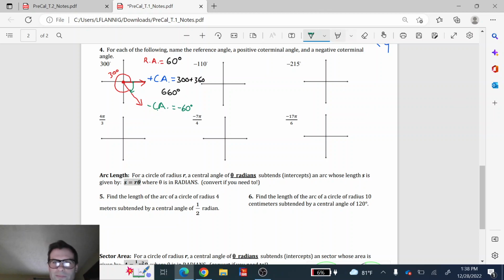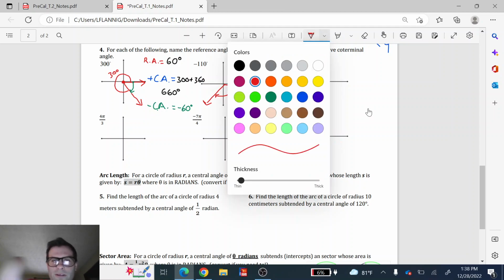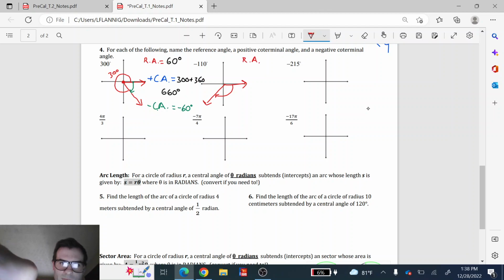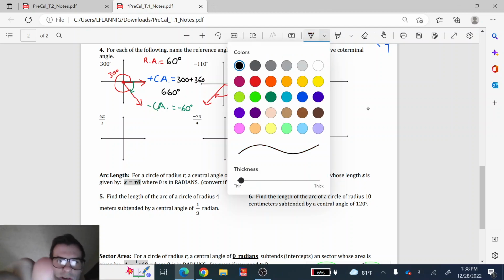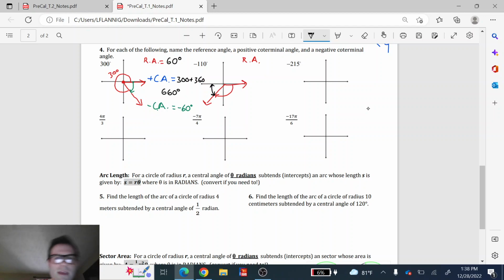Let's try the next one. So this is negative 110, so we know it goes in this direction and then ends up somewhere in this location, because it's above 90, but below 180. The next thing we're going to do is look at our reference angle. So that's how far it goes from here to here. And we know that's 180 minus 110, which ends up being 70. The reference angle is 70.